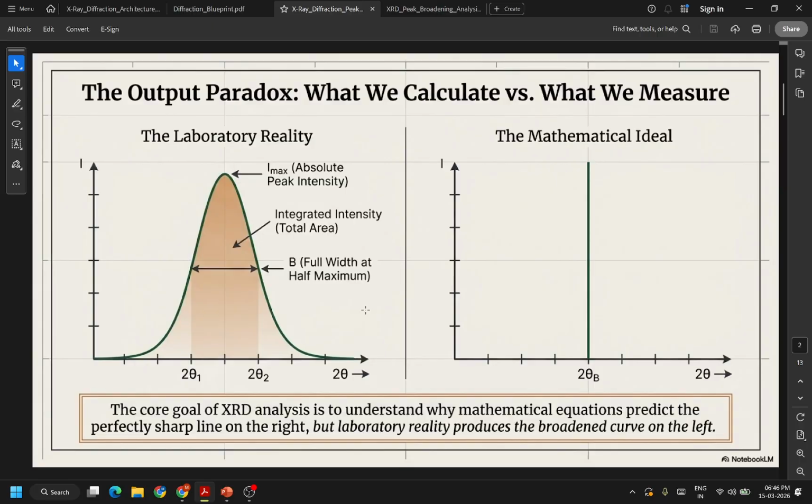So the core goal of XRD analysis is to understand why mathematical equations predict the perfect sharp line on the right, but laboratory reality produces a broadened curve on the left. So by bringing in factors that broaden this peak, we can understand the exact phenomena that is giving us these peaks.